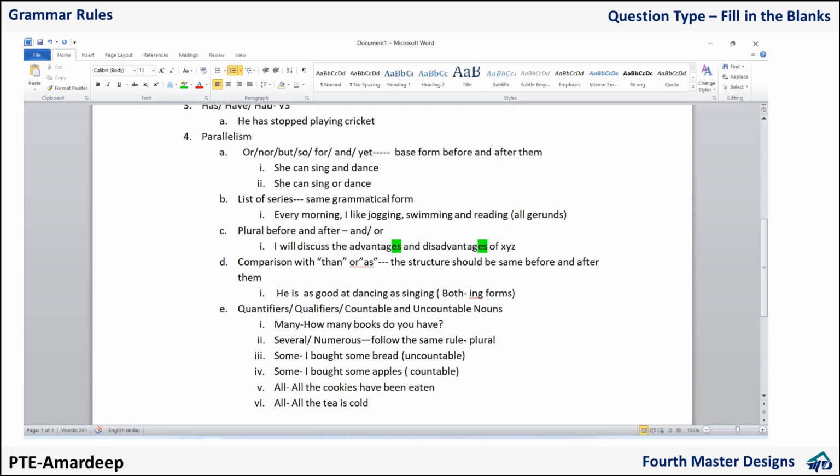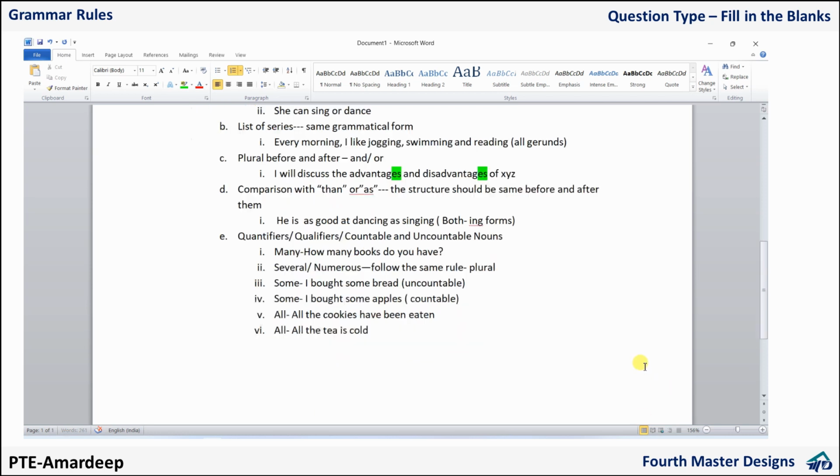So what I'm trying to tell you is that whenever you have these words: many, several, some, all, more, I'll sum up every word here. Countable and uncountable, I will just write a list here. So how many words are there? First of all, we will start with some, then we have several, then we have numerous.